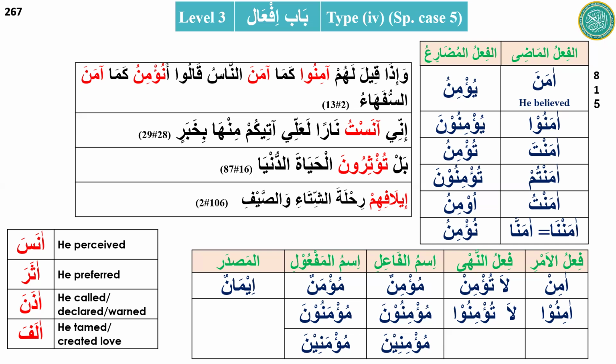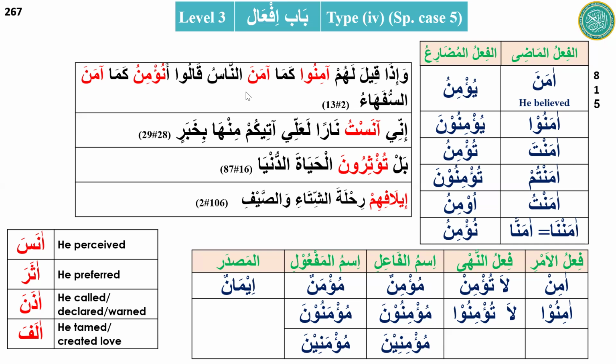Amanu. So this is very important. Amanu, they believed. And if it is aminu, it is an order: aminu, you all believe. Amanu and aminu. So this is it, thank you, sister. Let me ask someone further.